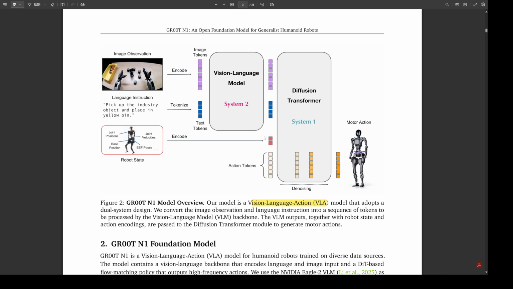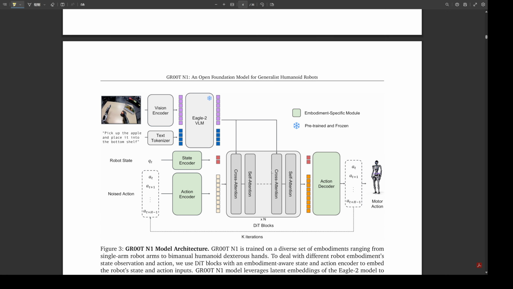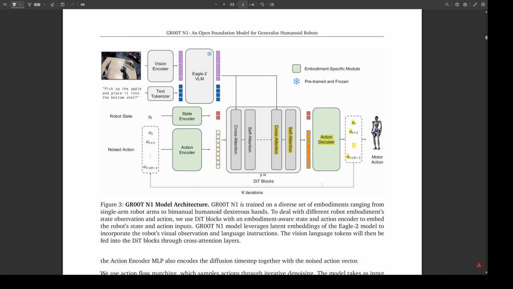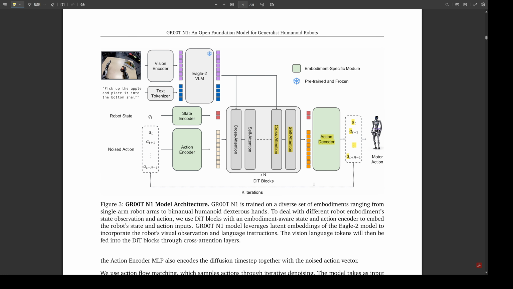And to make this work across different robots, because every robot's going to have a different body, different mechanics, they have embodiment-specific encoders and decoders that are part of the diffusion transformer. So it can translate the general plan from the VLM into the specific joint movements and forces that a particular robot needs.